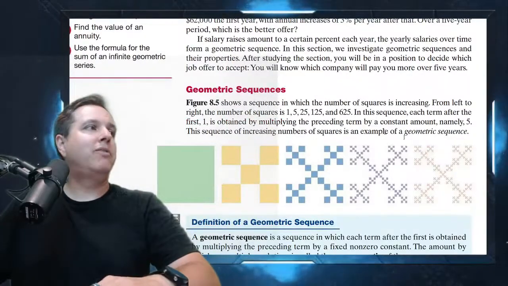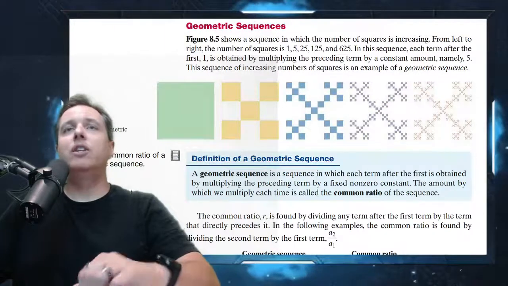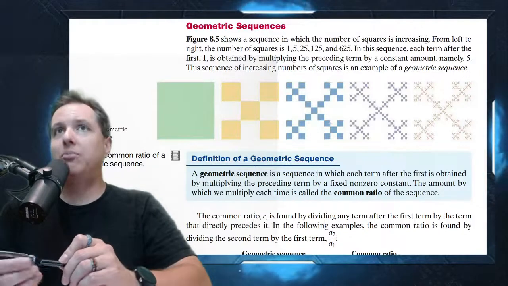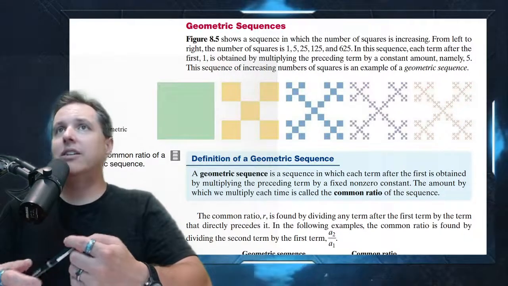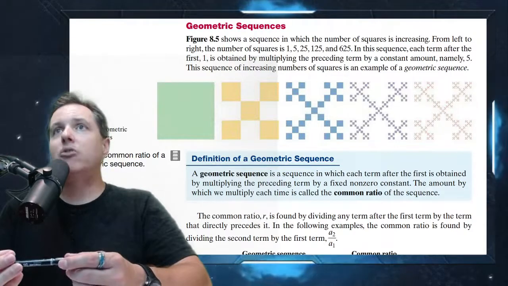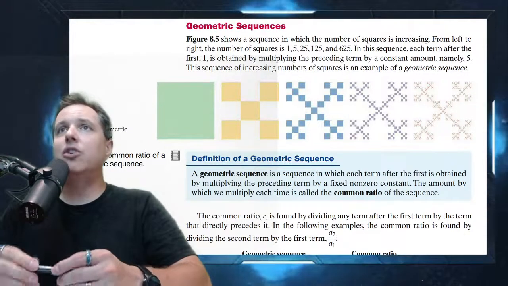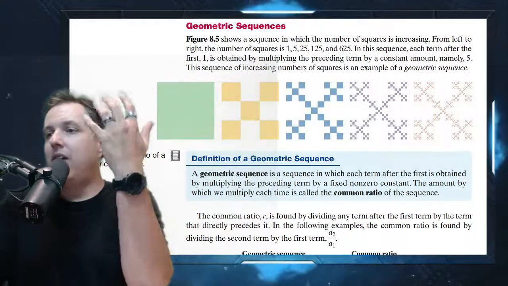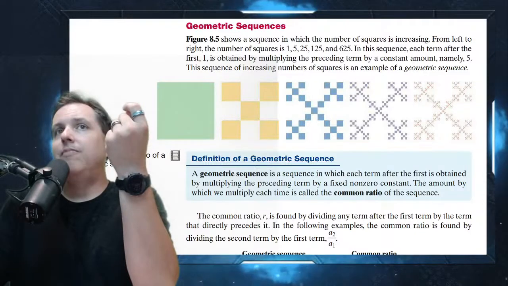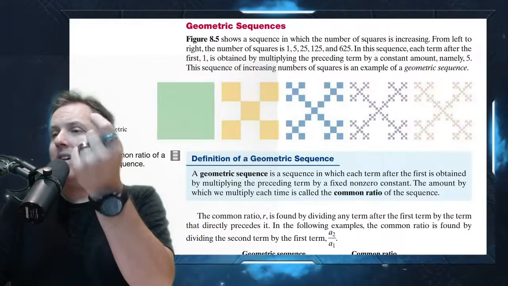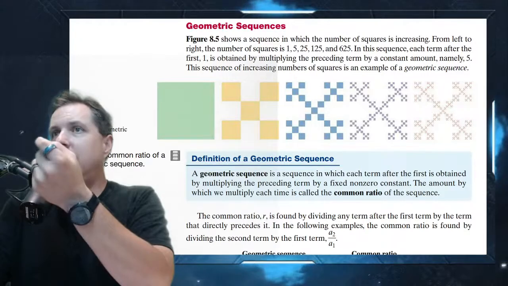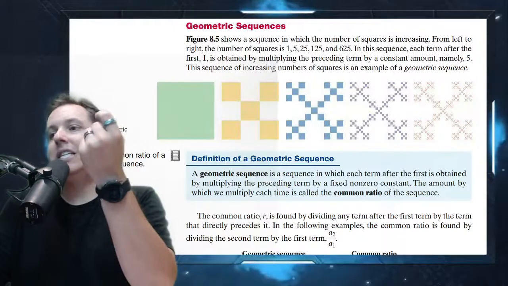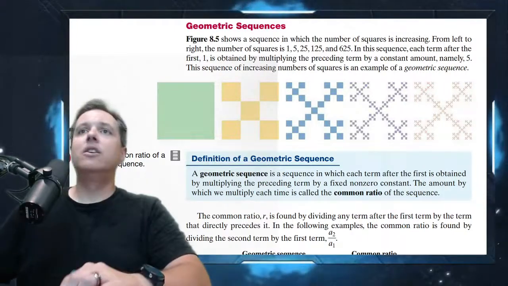So here's some examples of a geometric sequence, right? A geometric sequence is a sequence in which each term after the first is obtained by multiplying the preceding term by a fixed non-zero constant. The amount by which we multiply each time is called the common ratio of the sequence. So basically an arithmetic sequence is obtained by adding the same thing to each term in the sequence. A geometric sequence is obtained by multiplying each term by the same thing in the sequence. Okay, so here's an example.